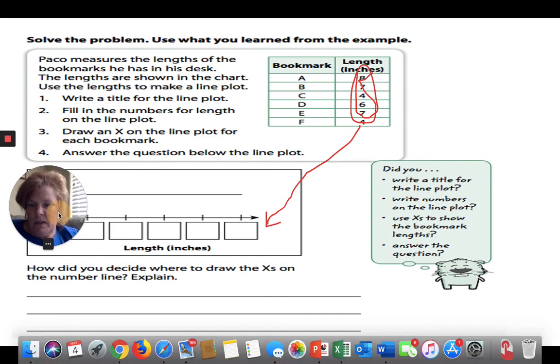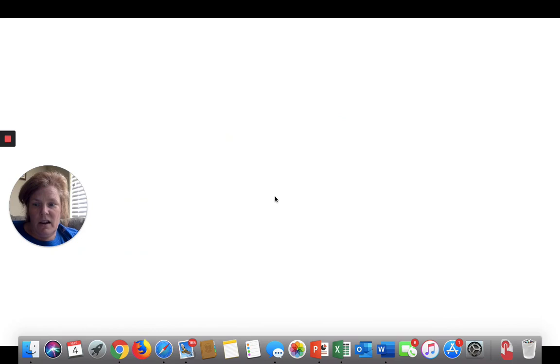Now let me move my face here. How do you decide where to draw the X's on the number line and explain? So here's where your X's should go. You already know how many numbers you have, 2 8s, 2 7s, 2 4s. If you have more than that, then you put that on there. All right, and then that's it.